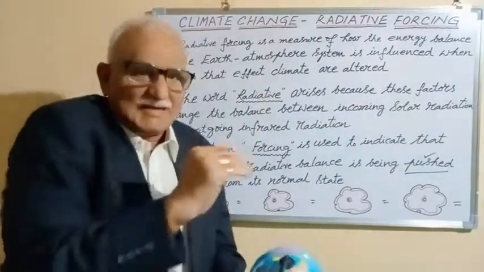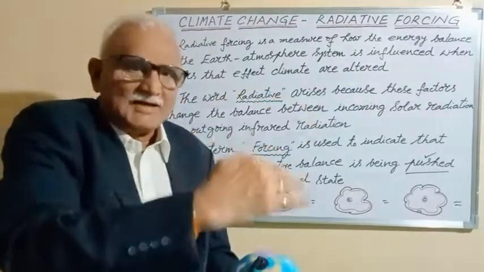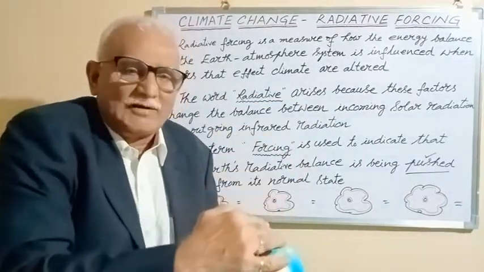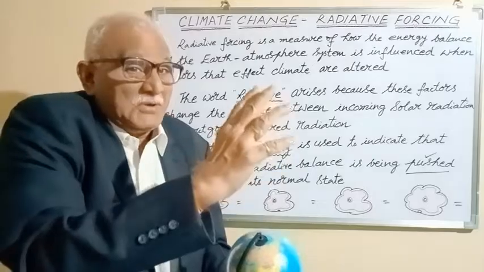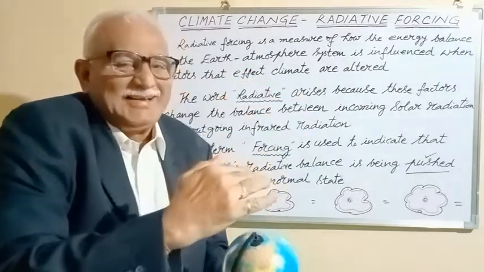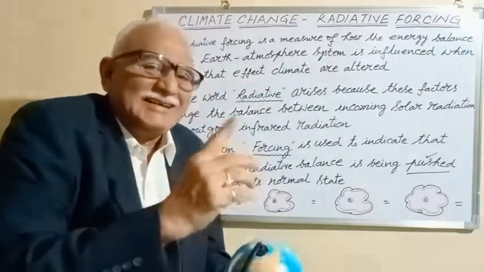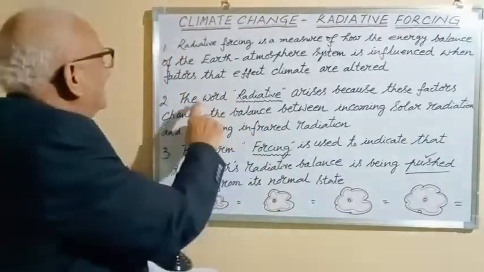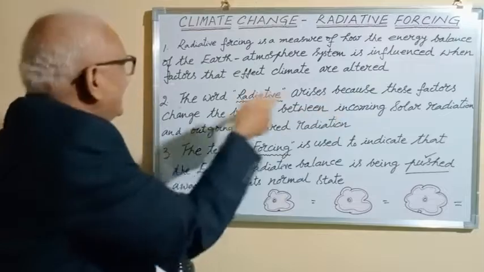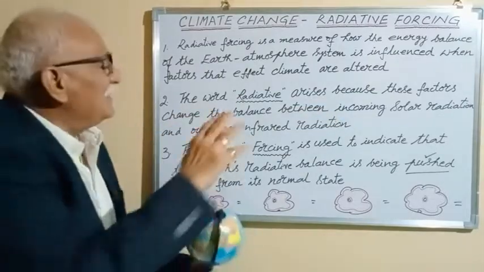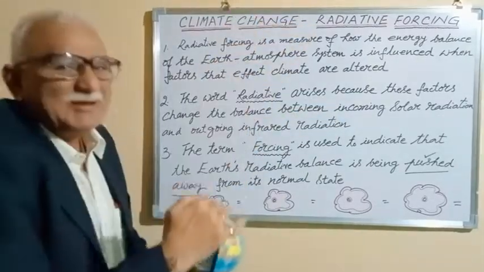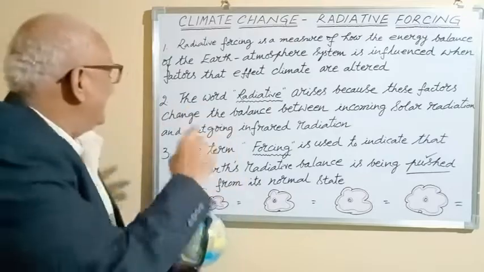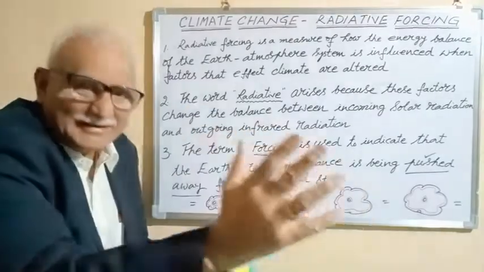See, presume the sun is here. From the sun, the energy is coming, incoming solar radiation, insolation is there. Now, the incoming solar radiation and the outgoing infrared radiations. This is the thing. The word radiative arises because the factors change the balance between incoming solar radiation, that is insolation, and outgoing infrared radiation.